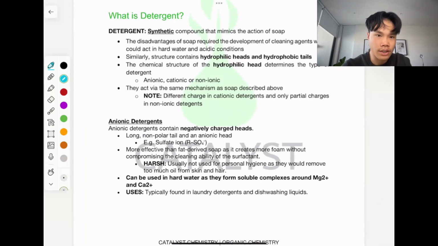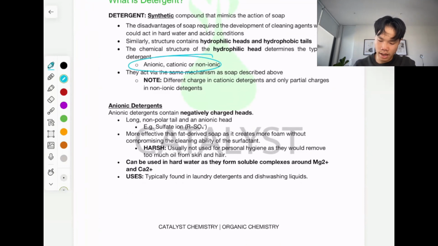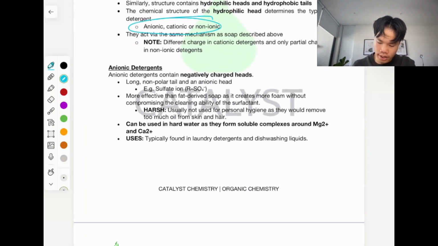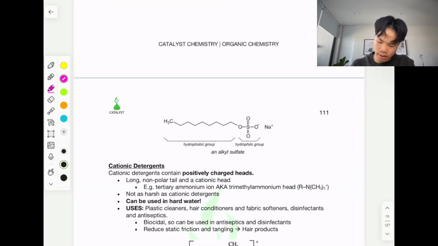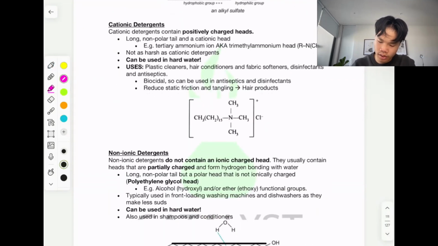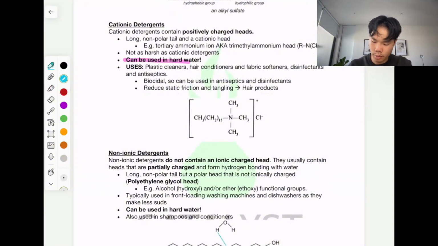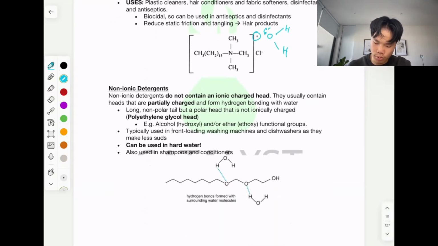A detergent is a synthetic compound that mimics the action of soap, where you have hydrophilic heads and hydrophobic tails as well, except the head can be either anionic, cationic, or non-ionic. The anionic detergents obviously have a negatively charged head. They are importantly still not as effective in hard water. Cationic detergents are effective in hard water and they have a positively charged head. The only difference is that when they dissolve in water, the positive charge interacts with the negative dipole on water instead of the positive, when you discuss the ion-dipole being formed.